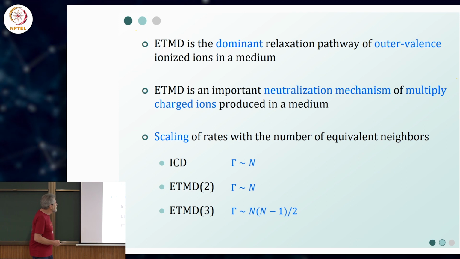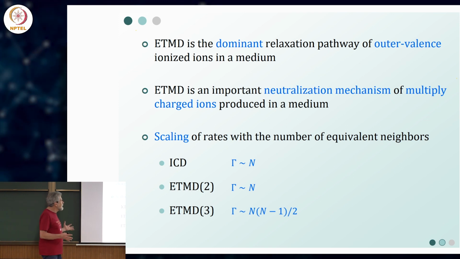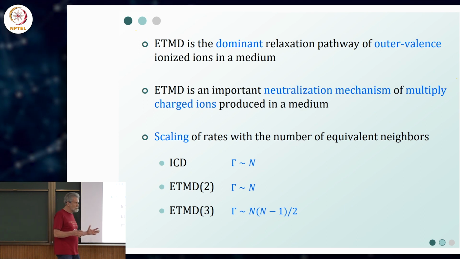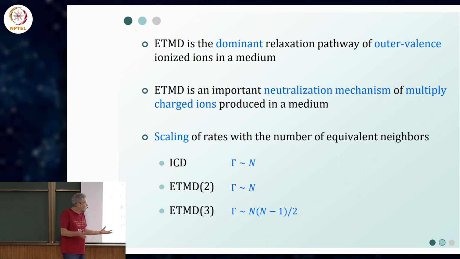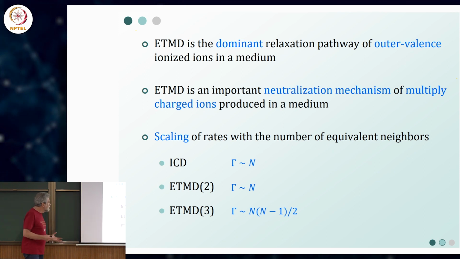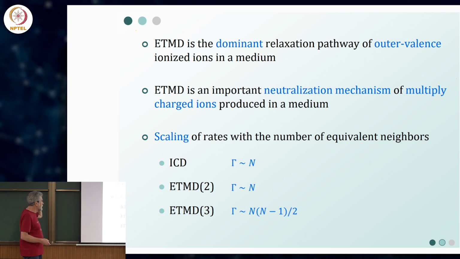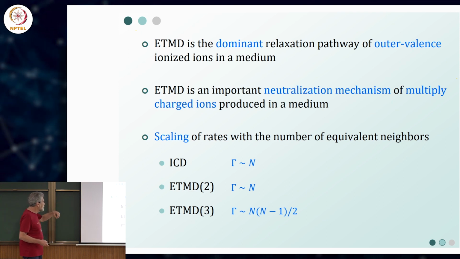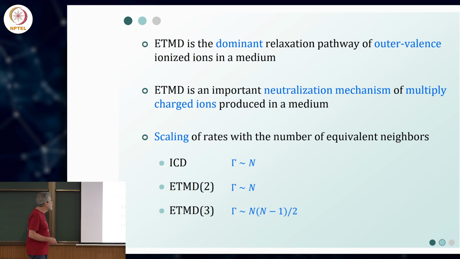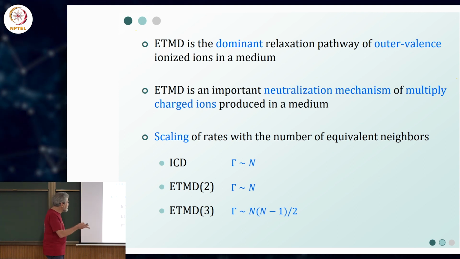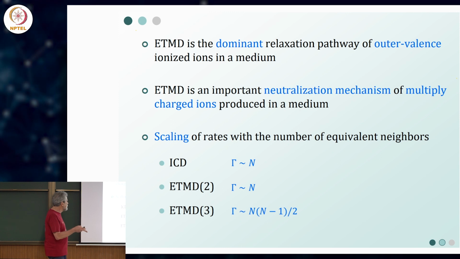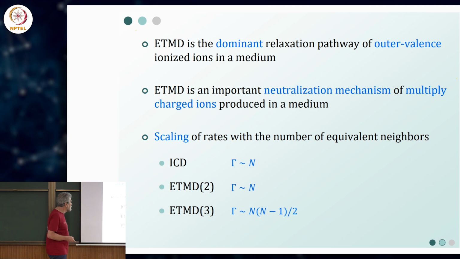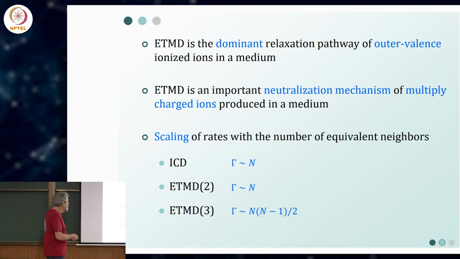Okay, so ETMD is really the dominant relaxation pathway if you have outer valence ionized ions in a medium, because there is nothing else which can really interfere here, depending of course on the neighbors. If the neighbor is difficult to ionize, then it would not like to transfer an electron, it will not happen, but it's only due to energy. If the energy suffices to do the process, then it happens.